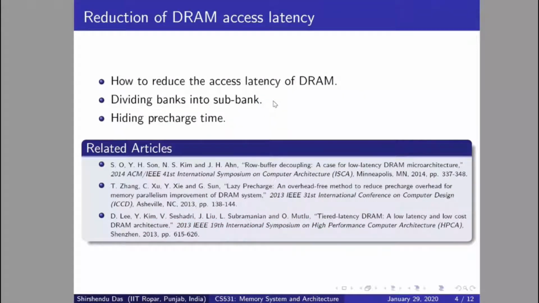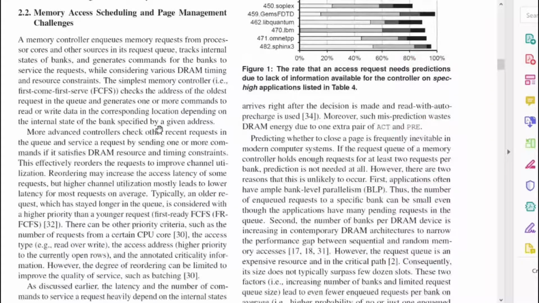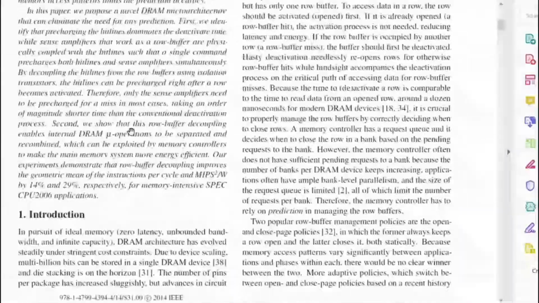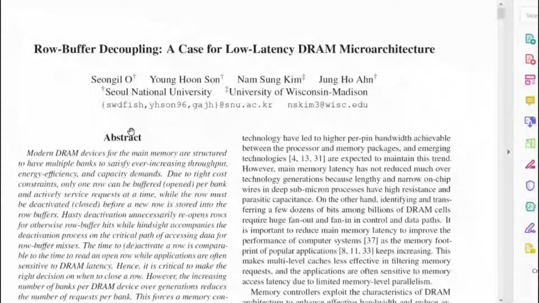So in this slide, we will discuss some recent research proposals for reducing the DRAM access latency. The first paper that we'll discuss is row buffer decoupling. So what is row buffer decoupling? This is explained here. In this paper, what they mainly observe is to try to reduce the pre-charging time. You know what is called pre-charging, right?